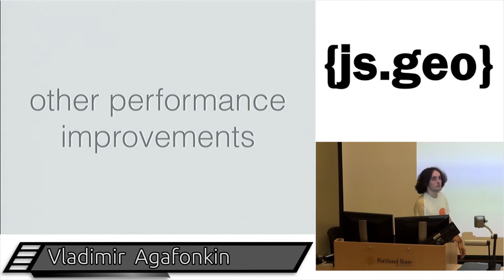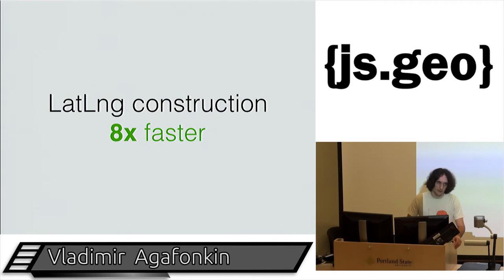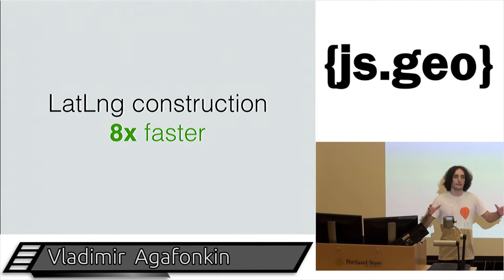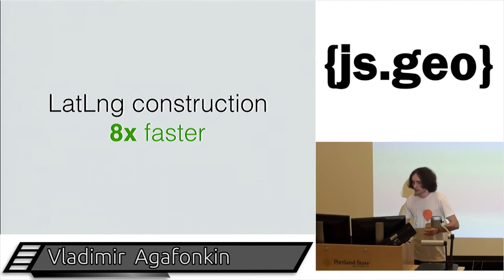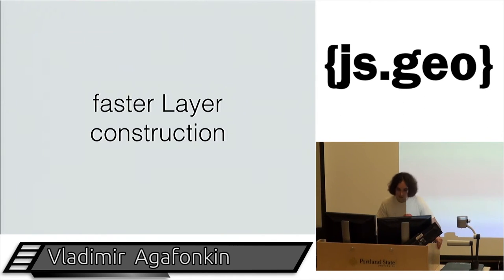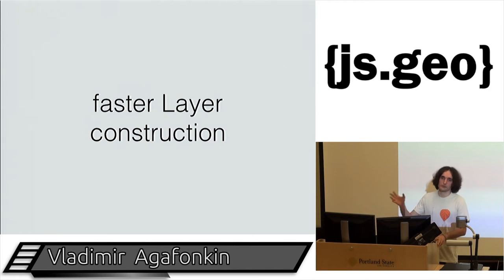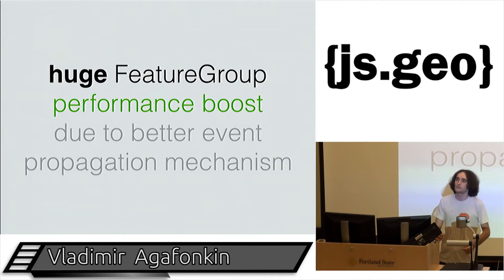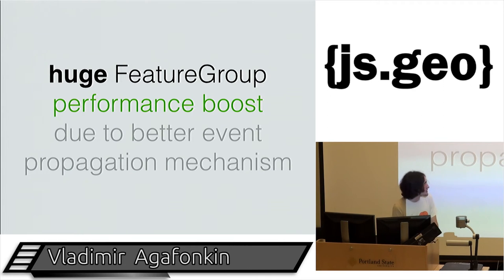There are also some performance improvements. So, LatLng class construction got 8 times faster, and it's certainly noticeable if you ever try to take a huge data set and iterate through all the points to create LatLng objects to convert into Leaflet objects. Faster layer construction, so things like marker creation is just faster generally for all layers. There's a huge feature group class performance boost, and feature group powers classes like GeoJSON. Due to a much better event propagation mechanism, creating feature groups and events in feature groups work much, much faster.